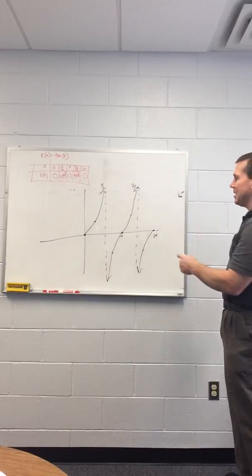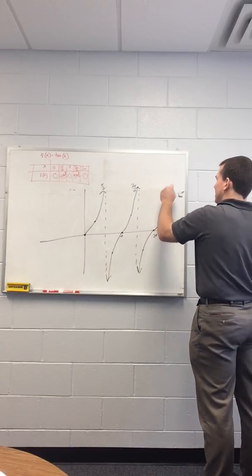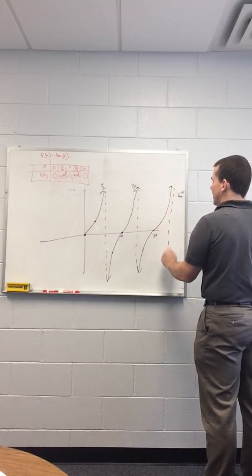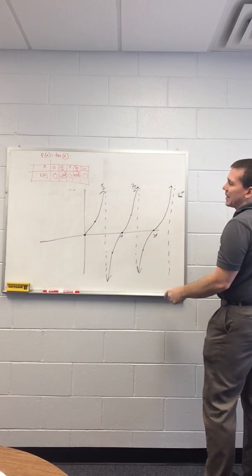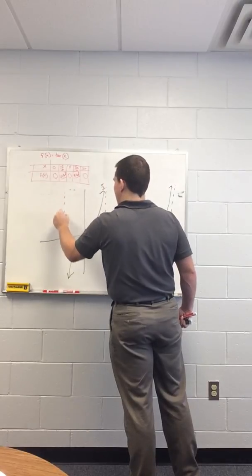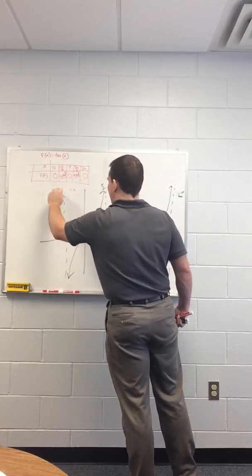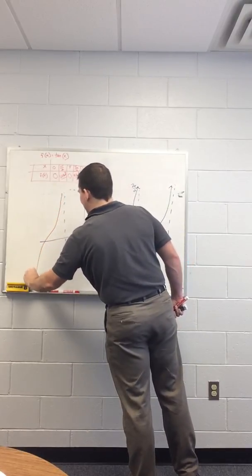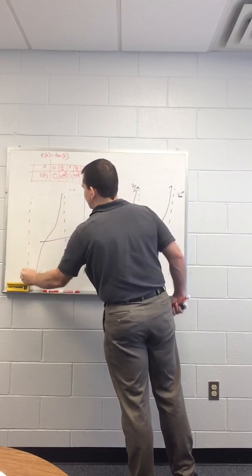And now we can kind of see the pattern of what's going on. This is going to go up like this. Then there'll be another vertical asymptote, and it will keep repeating. Over here, same thing. It'll go down. There'll be a vertical asymptote, and it will keep repeating over and over and over again.